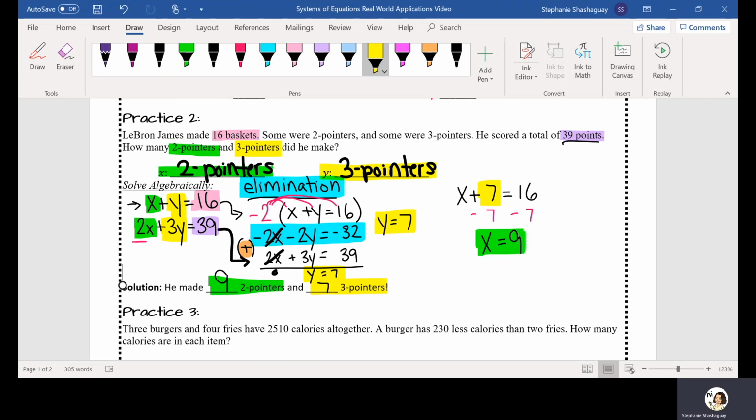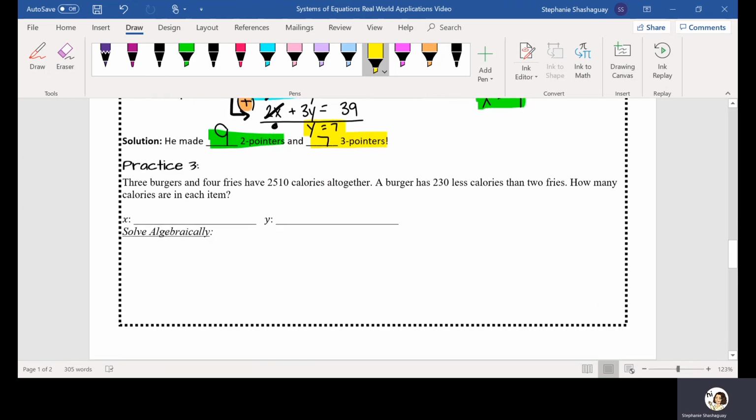Okay, we have one more practice problem to work through today. And in this practice problem, we have 3 burgers and 4 fries have 2,510 calories altogether. A burger has 230 less calories than 2 fries. How many calories are in each item? So it's asking for how many calories, okay? How many calories are in each item?